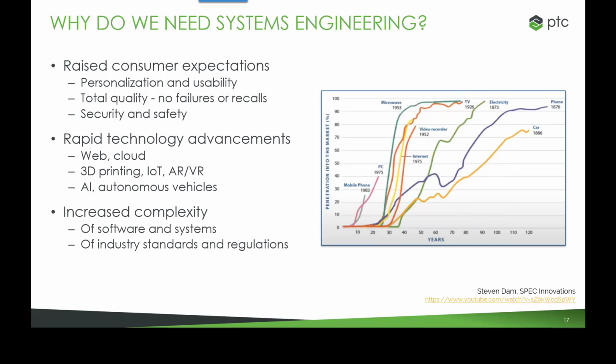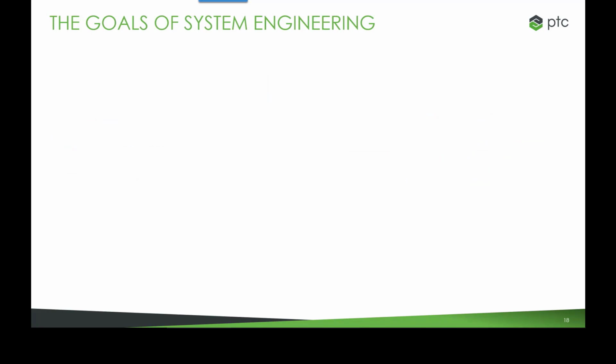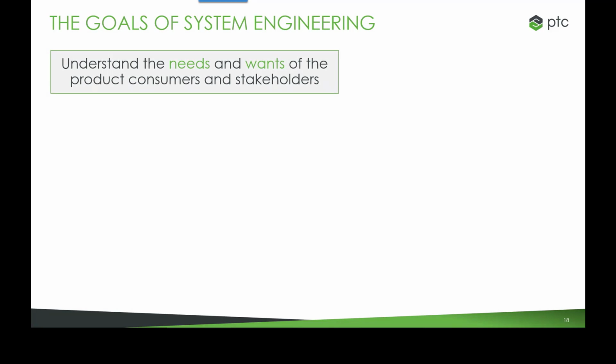And we're seeing increased complexity of software, of systems, and of industry standards and regulations. So all of these things drive systems engineering. And really they are one side of the coin. The other side is, what are the goals of systems engineering? Really to satisfy those challenges. First of all, understand the needs and wants of the product consumers and stakeholders. So that's pretty obvious. Understand what the users need, but also the stakeholders that are involved. They may not be a direct user.